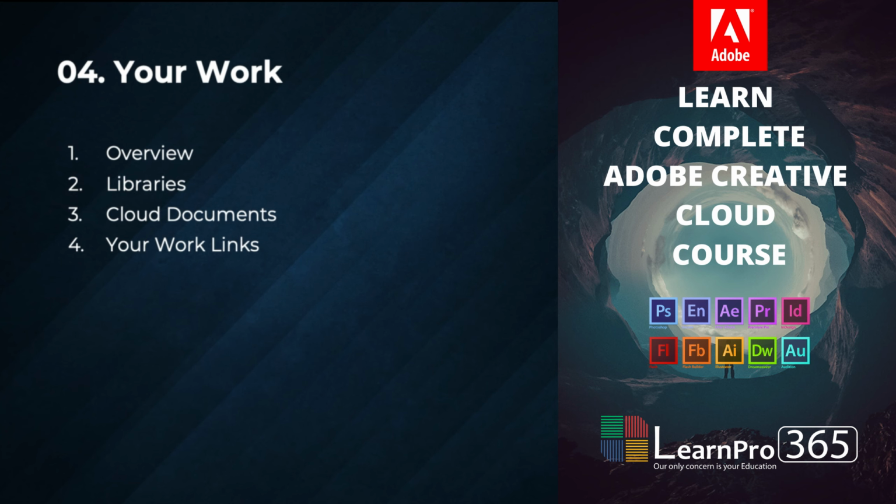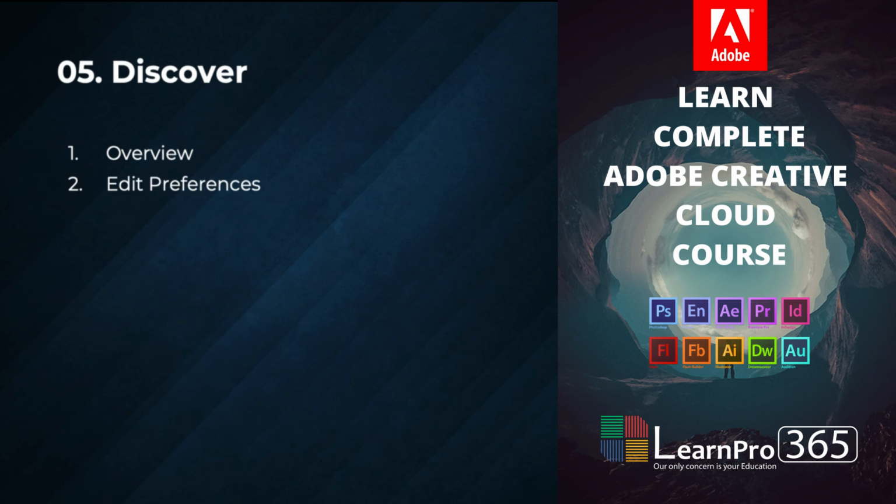In section 4, we're going to talk about the Your Work menu. So we'll go over an overview of all the menus, and then we'll talk about libraries, cloud documents, and Your Work links. In section 5, we'll talk about the Discovery menu. We'll go over an overview, and then we'll talk about how to edit preferences.